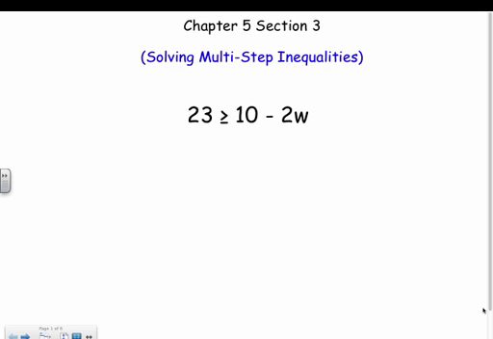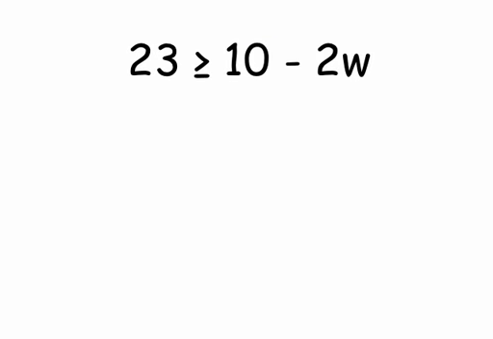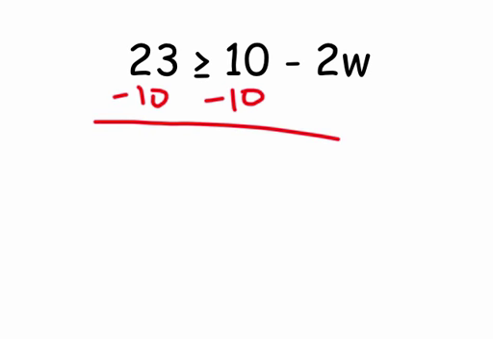So I want to get my W by itself here. And to do that, I can't touch that minus 2 that's connected to it because it's being multiplied to the W. So I look at the 10, so I got to get rid of the 10 first. Well, the opposite or the inverse of a positive 10 would be a negative 10. Whatever I do to one side, I do to the other side.